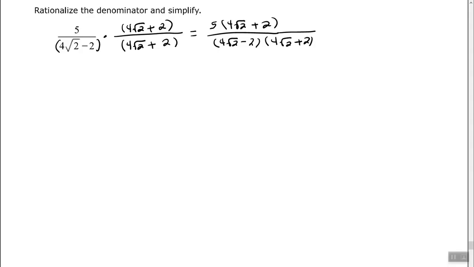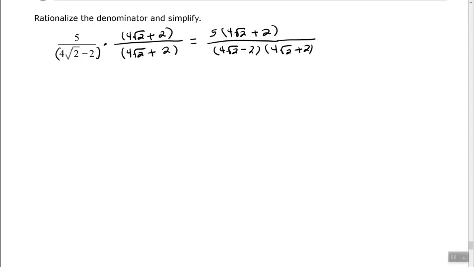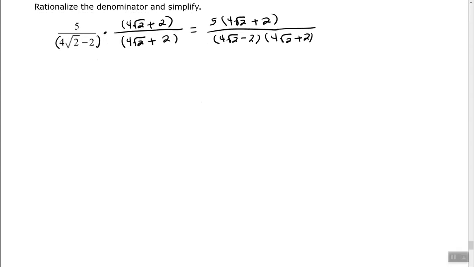All right, so now I'm going to use my distributive property in my numerator. Again, the 5 is not underneath the radical, so I'll multiply it times the 4 and then times that 2. So 5 times 4 gives me 20 times the square root of 2 plus 10.